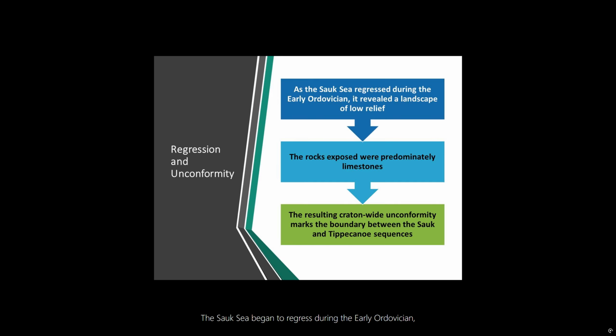The Sauk Sea began to regress during the early Ordovician, and as it did, it revealed a landscape of low relief covered predominantly with limestones. The retreat of the sea off of the craton exposed the limestones to weathering and erosion, resulting in a craton-wide unconformity that marks the boundary between the Sauk and the Tippecanoe sequences.